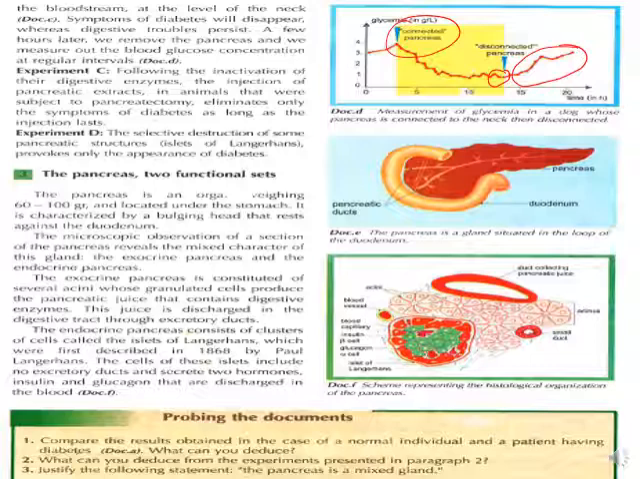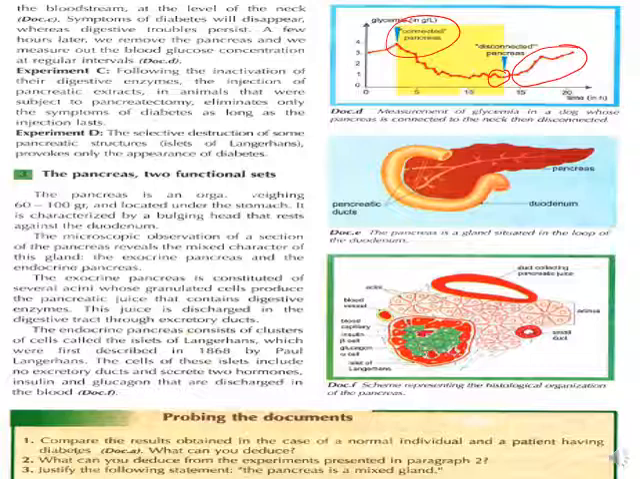So here I'm solving part 2. What can you deduce from the experiments presented in paragraph 2? We analyze and interpret all these experiments and draw the conclusion that the pancreas has 2 roles. It has a hypoglycemic role, ensured by the secretion of a hormone directly into the blood, and it has a digestive role. Okay, let's move now to the pancreas' 2 functional sets.